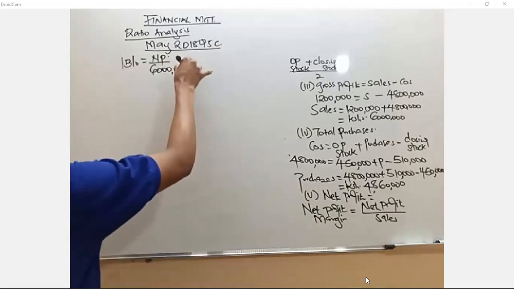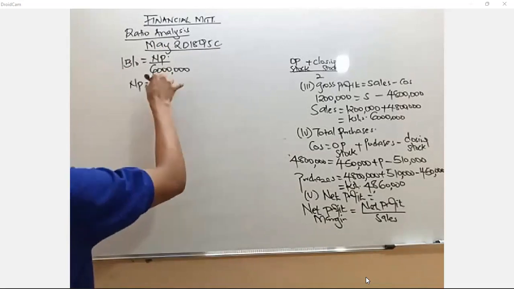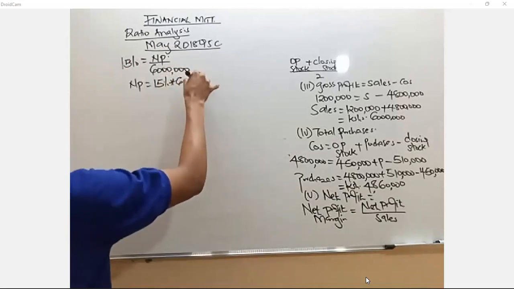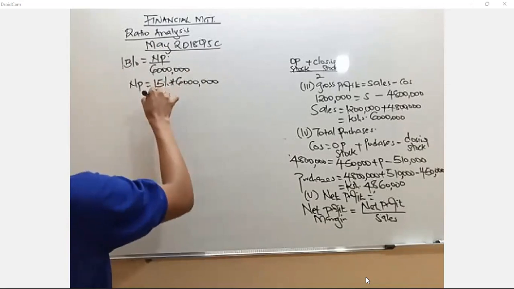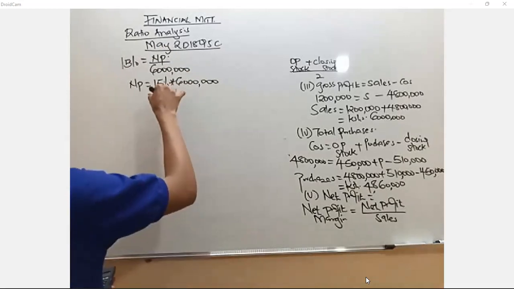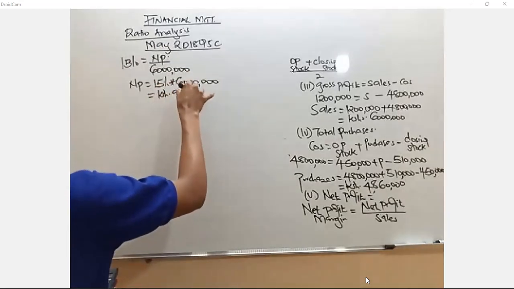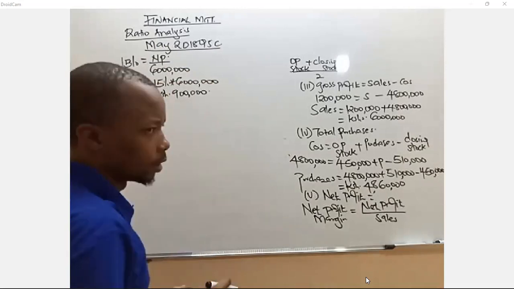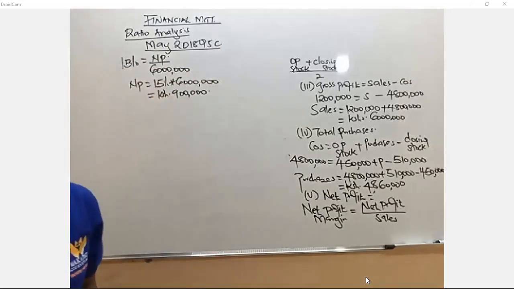So what is my net profit? I take 15% of 6 million. So how much is it? 0.15 times 6 million, getting 900,000 as my net profit.